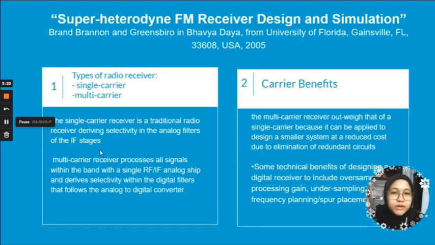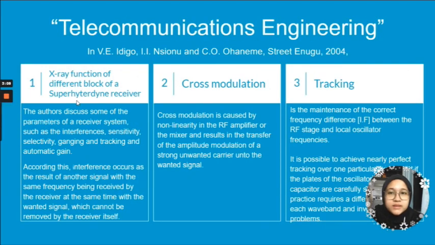Next is about the carrier benefit. The multi-carrier receiver outweighs the single carrier because it can be applied to design a smaller system at reduced cost due to the elimination of redundancy. Next is about telecommunication engineering, which states the extra function of different blocks of a superheterodyne receiver.